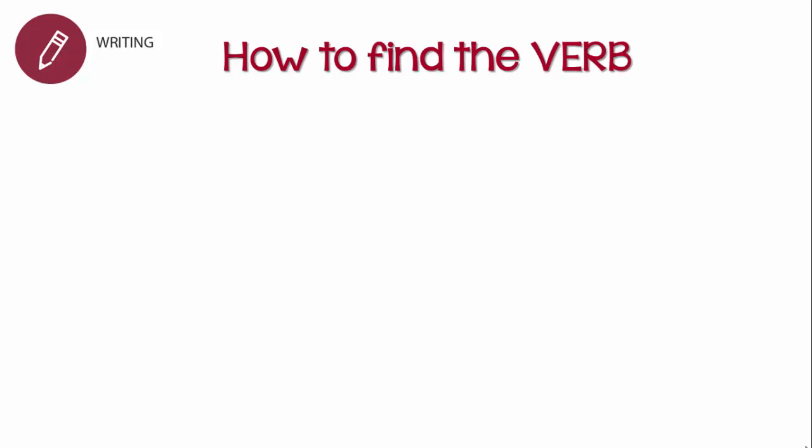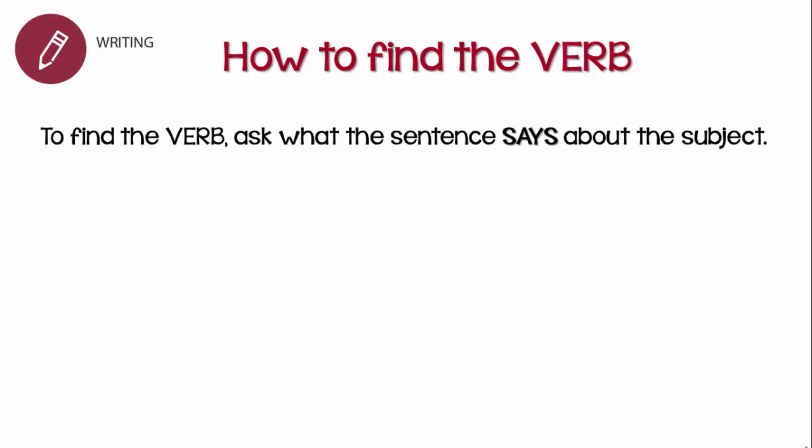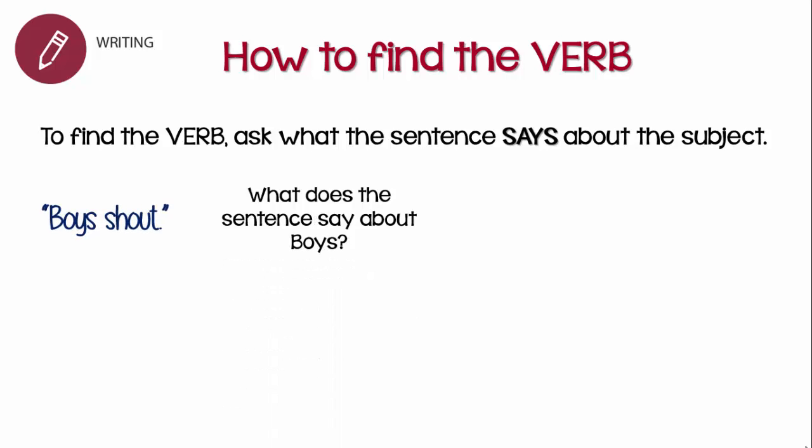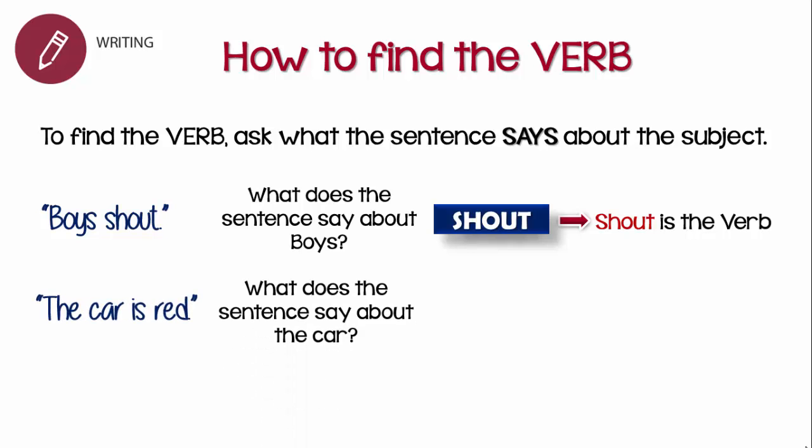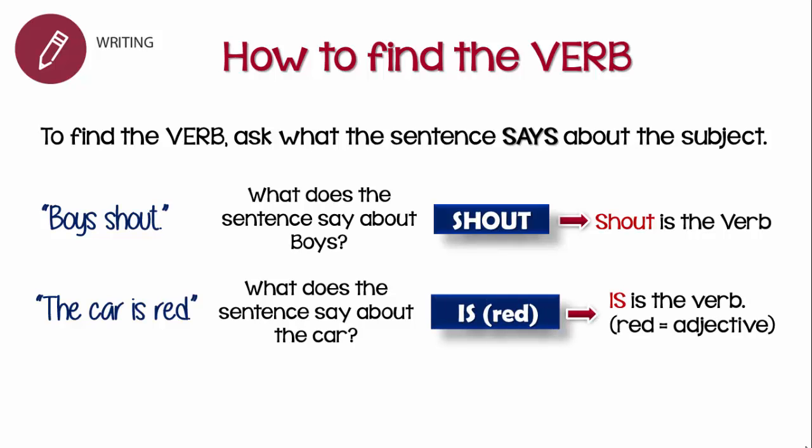How to find the verb in the sentence? To find the verb, ask what the sentence says about the subject. Boys shout. What does the sentence say about boys? That they shout, so shout is the verb. The car is red. What does the sentence say about the car? That is red. Is the verb.